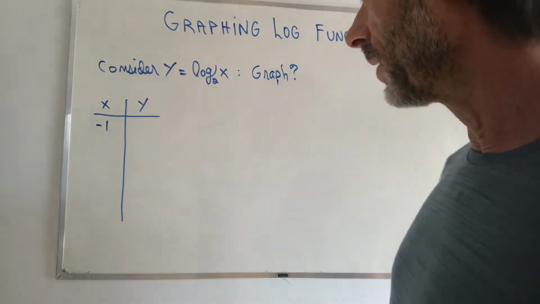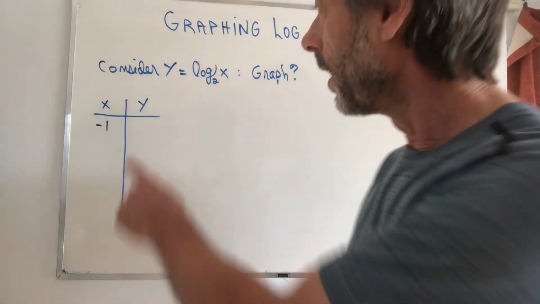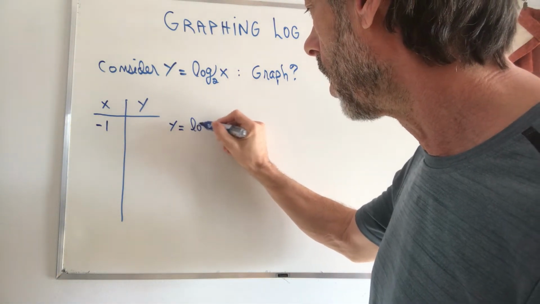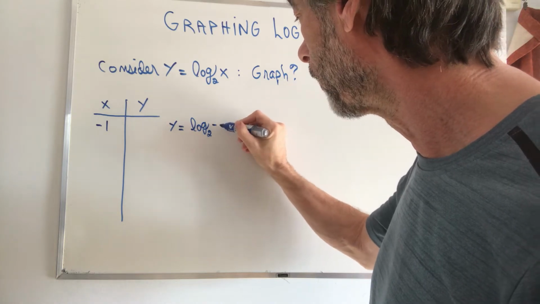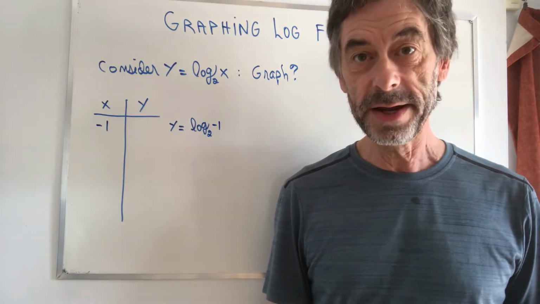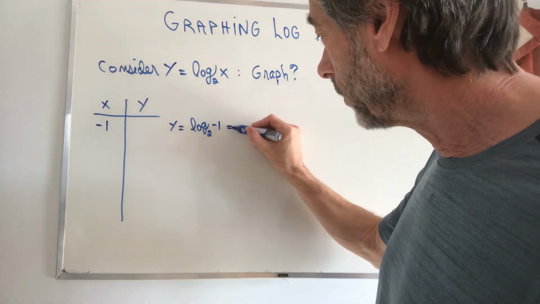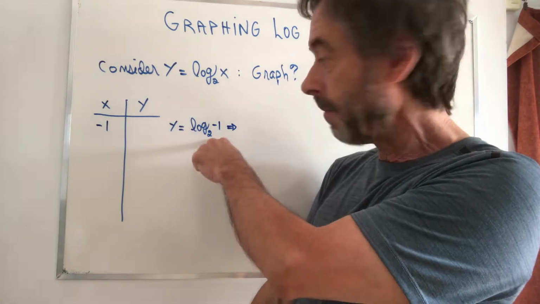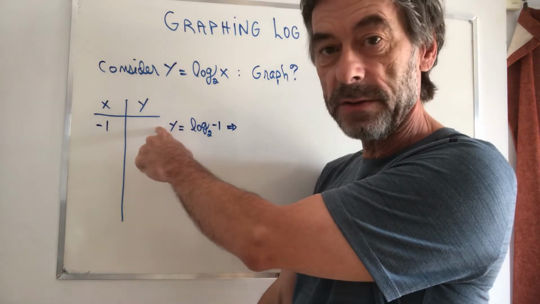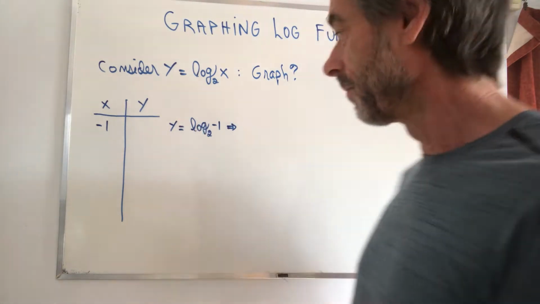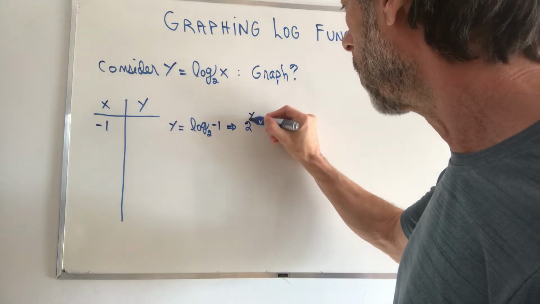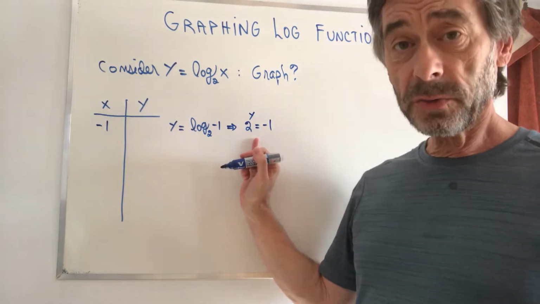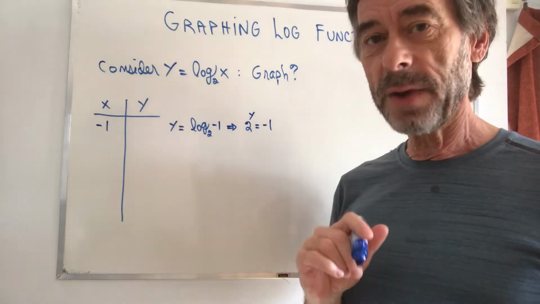What is this value, -1? Let me replace x by -1 into here. So y would be log base 2 of -1, right? I don't know what that is, so I'm going to change this into an exponential. How do I do this? Remember from the previous video, the base to the power of the other side equals the inside. So 2 to the y equals -1. Wow. I must raise 2 to a power to get -1. I think we have a problem with that.